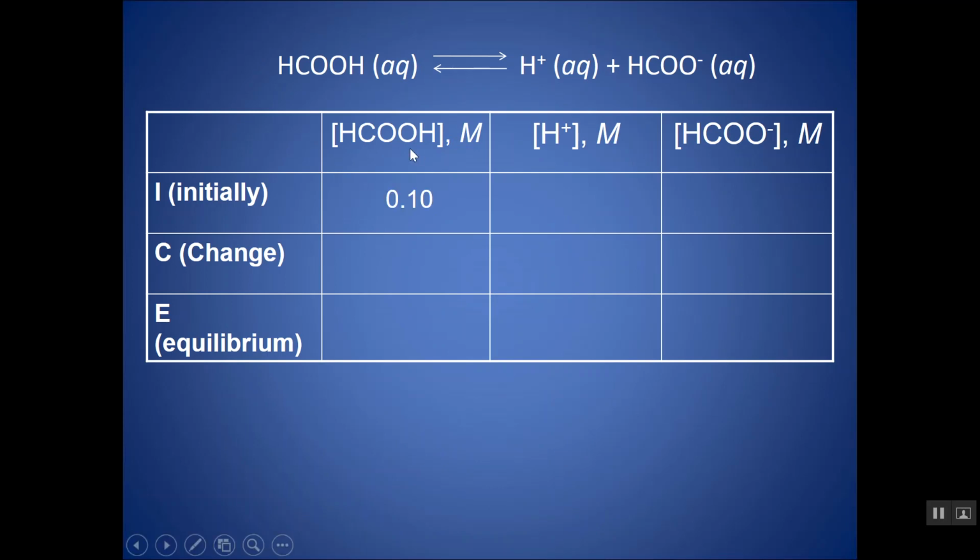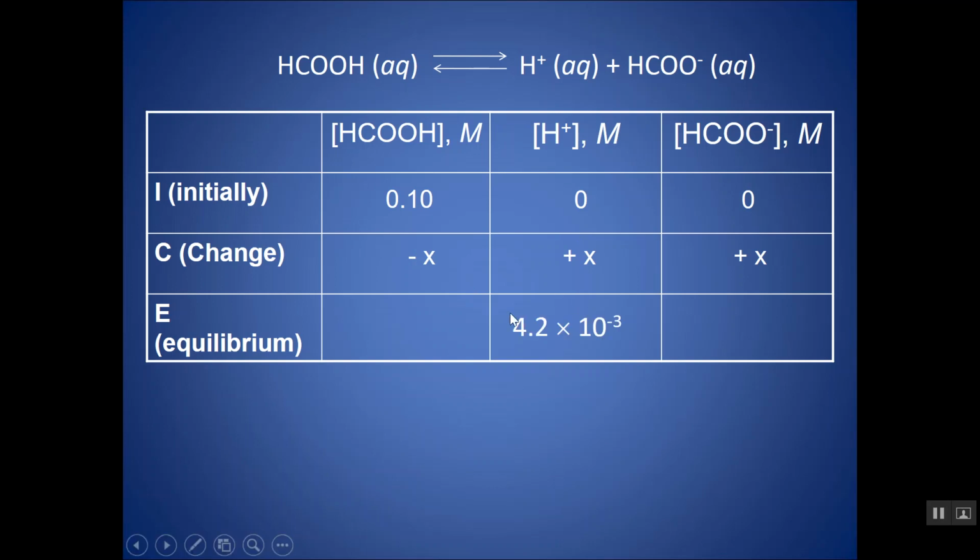So initially they give me the formic acid, and what can I assume about my products if they don't give me values initially? I can assume 0. Okay, my change is coming from my stoichiometry, so minus, I'm going to denote for reactants because typically they get used up. Products get made. If there was a coefficient of 2, I'd put a 2 there, but I don't have any coefficients here.